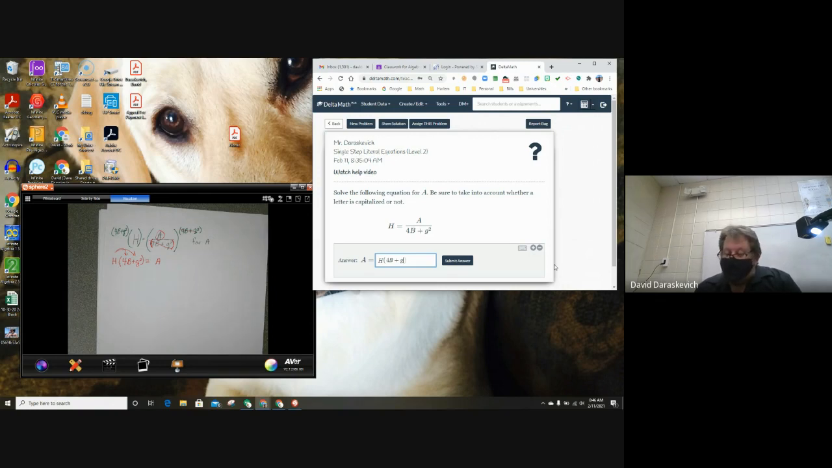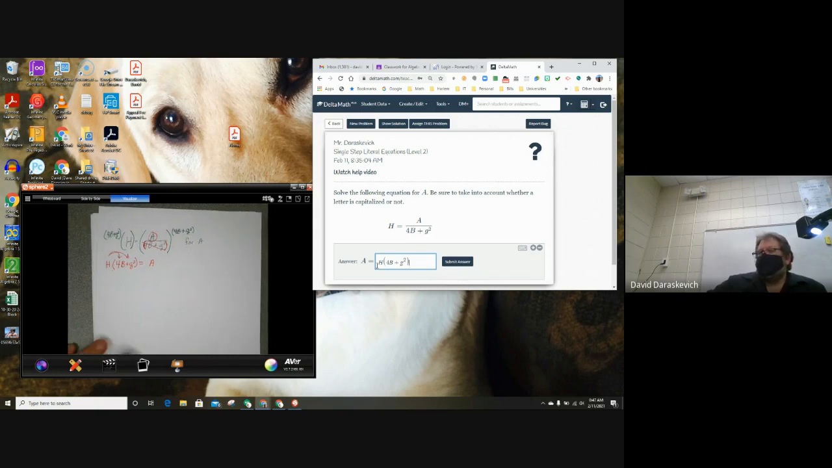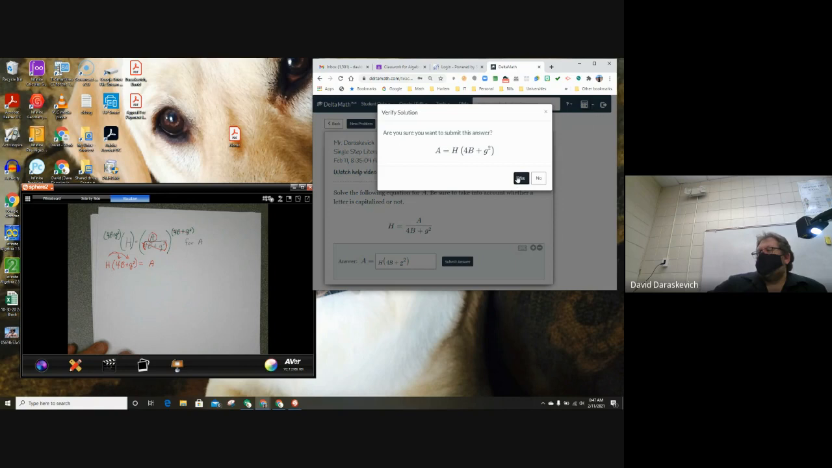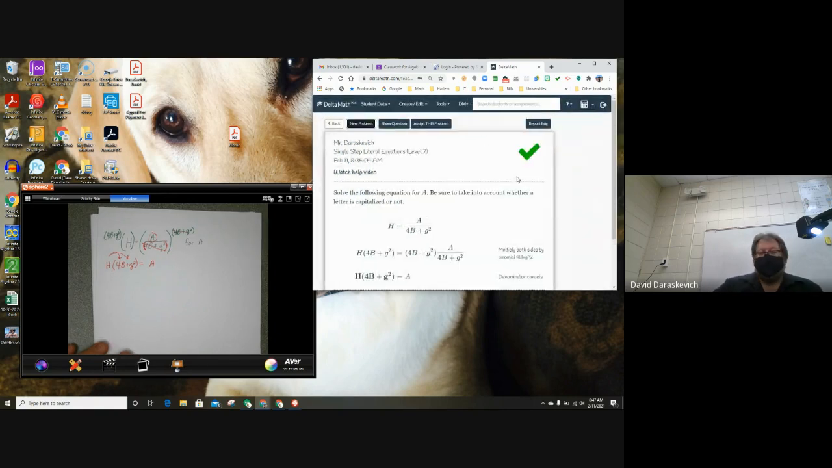I think it's shift 6 that brings me up to the exponent of the G. Put my squared, get out of that. I'm going to put a parenthesis there just in case. Yep, I had to put the parenthesis there. Okay, so I'm going to submit my answer and see if Delta Math will accept it. Otherwise, I'm going to have to try distributing that H. And it took it. So lucky me, I don't have to do more math.